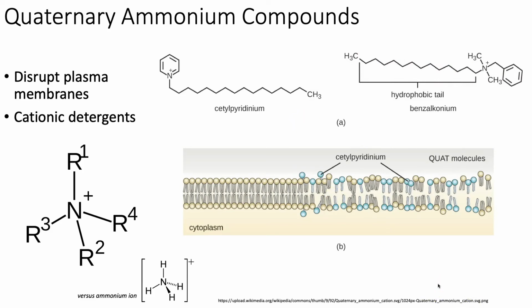A lot of these in this context would be considered cationic detergents. Cations are positively charged, anions are negatively charged. So this nitrogen has a permanent positive charge, so it's a cation. So we would call this a cationic detergent. Well, what's a detergent?